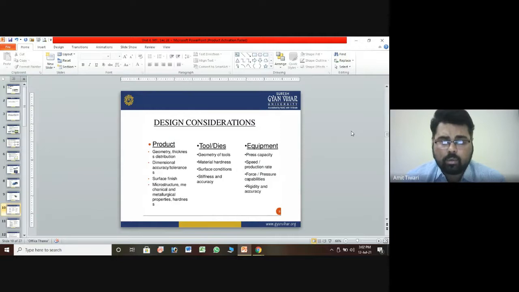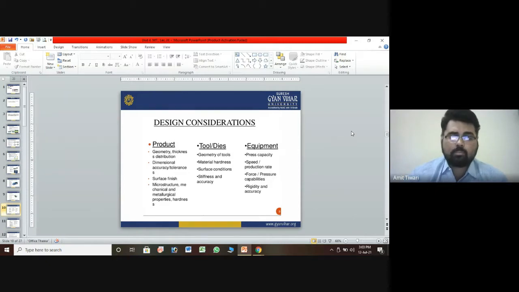Then the equipment: the press capacity. How much press capacity, what pressure we require, the speed and production rate we require for the material, and the force and pressure capability, rigidity and accuracy. These are all design considerations we have to mention for making the material very easy to fabricate and of very good quality. The design consideration as a part of our design means, if you want to fabricate any design of a product, what factors you must keep in mind before operating the machine.